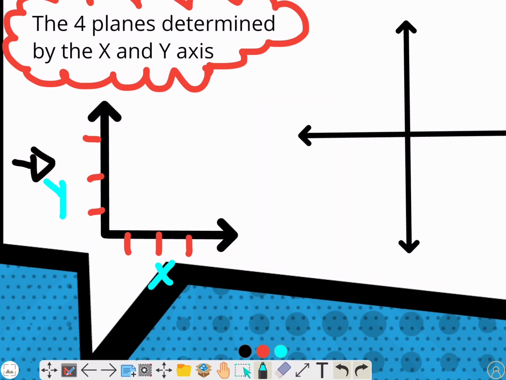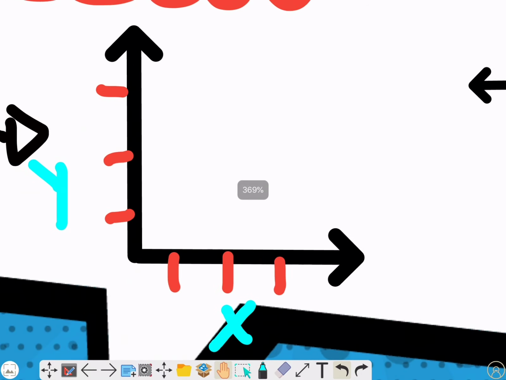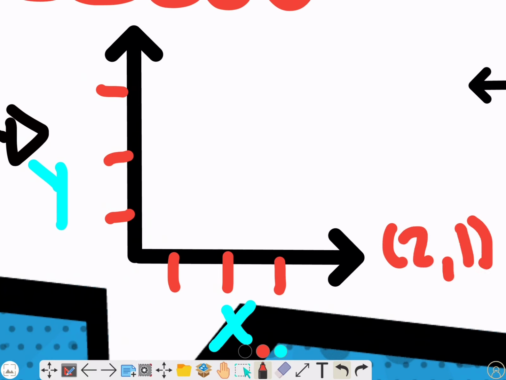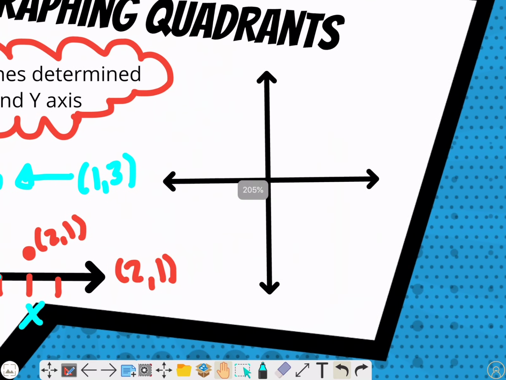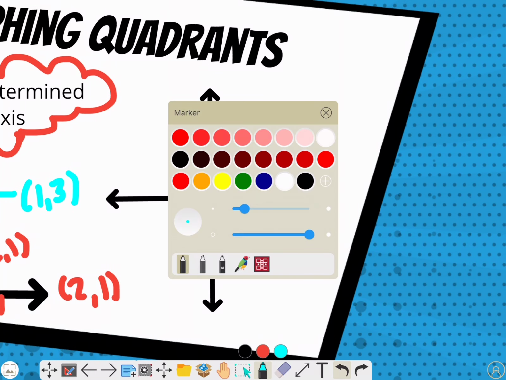So for this particular one, if we said we were graphing the point (2, 1), you would go over 2 and up 1. So that's the point (2, 1). If you're graphing the point, I'll do a different color, (1, 3), you would go over 1 and up 3. So that is the point (1, 3).